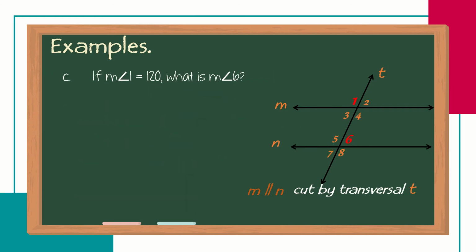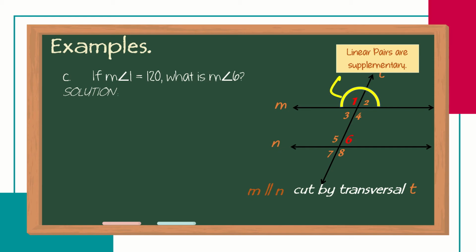For item C, if the measure of angle 1 is equal to 120 degrees, what is the measure of angle 6? Since angle 1 and angle 6 do not fall under the angle pairs formed when two parallel lines are cut by a transversal, let us try another strategy to find the measure of angle 6. First, let us try to use angle 1 and angle 2. Angle 1 and angle 2 are linear pair, and linear pairs are supplementary. Therefore, the measure of angle 1 plus the measure of angle 2 is equal to 180 degrees. The measure of angle 1 is 120.